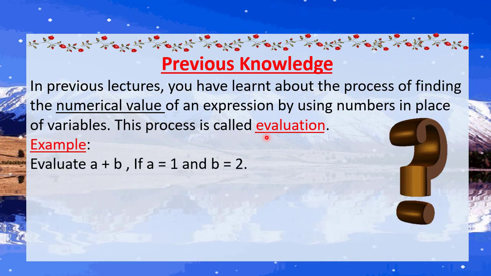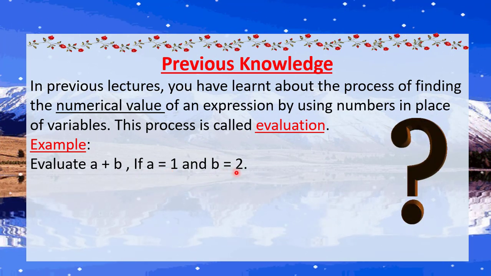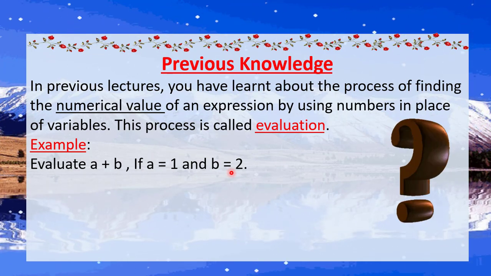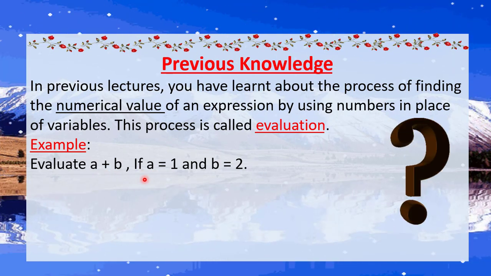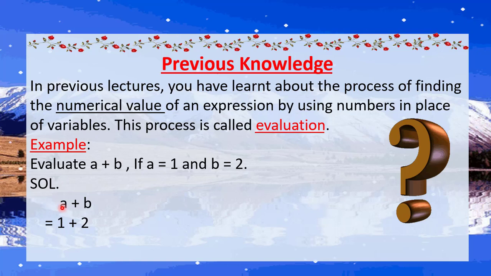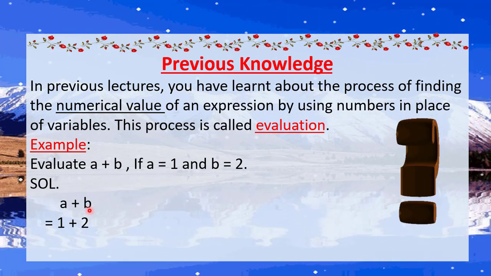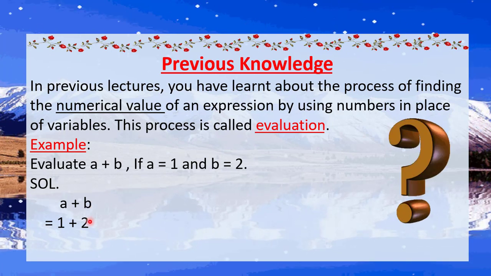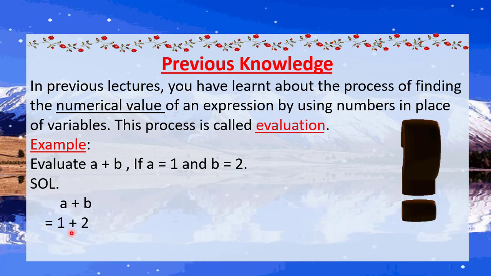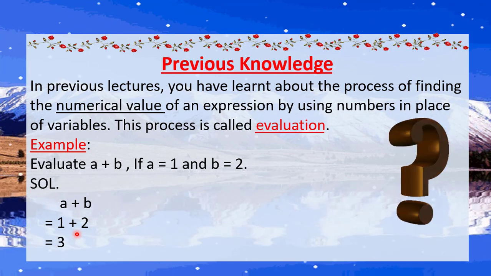Here is an example: evaluate a plus b if a is equal to 1 and b is equal to 2. To evaluate an algebraic expression means to find the value of the expression when the variable is replaced by a given number. So in solution, to evaluate an expression a plus b, we substitute the given number 1 for the variable a and 2 for variable b, and we write the plus sign as it is in the expression, and then simplify the expression 1 plus 2. By adding 1 and 2, we get 3 and this is the answer.